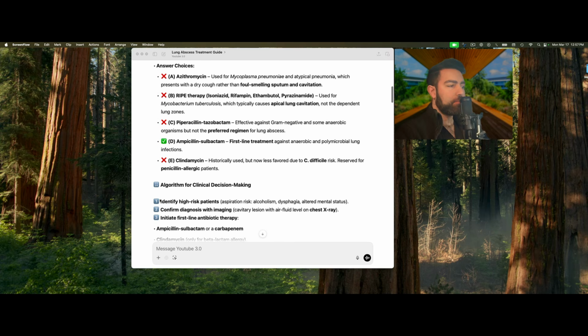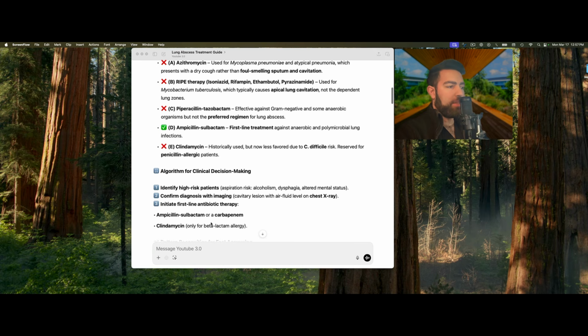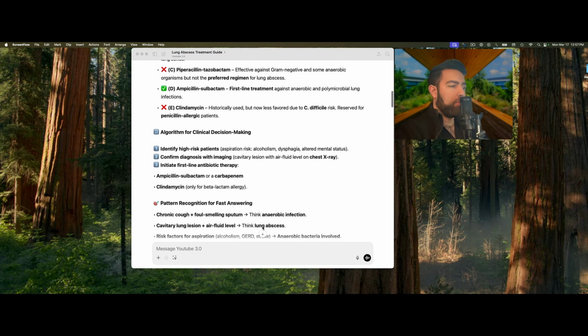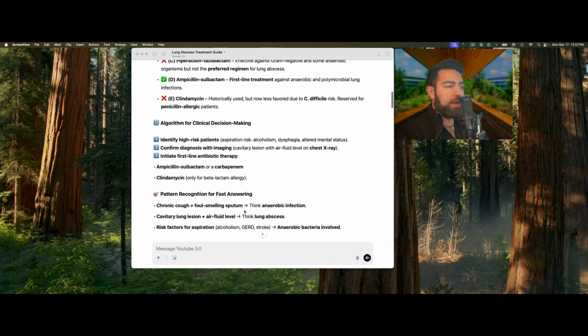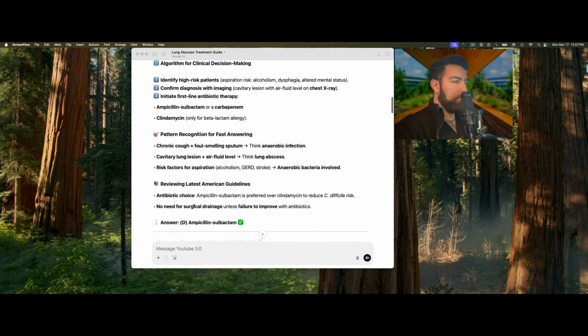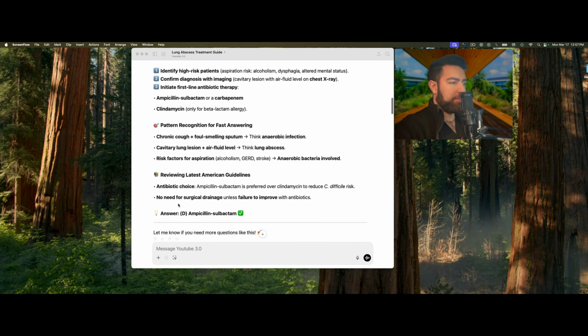So the algorithm was that, identify the risk factors for aspiration in this patient. Realize that he has history of alcoholism, dysphagia, impaired alimentation. Confirm the diagnosis with imaging, take a look at the cavitary lesion that has air fluid level, and think about your coverage with antibiotics, and go through the pattern recognition. So chronic cough, foul smelling sputum, think about this anaerobic infection, and then again cavitary lung lesion with the air fluid levels there. Reviewing the latest guidelines, again, that's a preferred treatment, and there's no need for surgical drainage unless a failure to improve on the antibiotics.